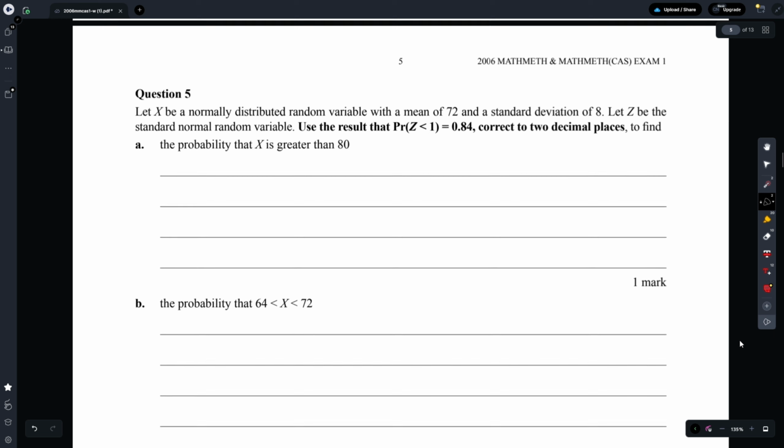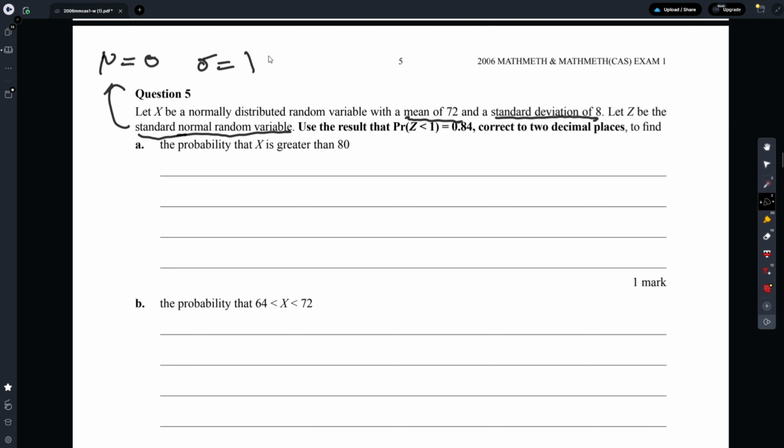Yes. Question 5. Let x be a normally distributed random variable with a mean of 72 and a standard deviation of 8. Let z be a standard normal random variable. Standard normal means that the mean is equal to 0 and the standard deviation is equal to 1. This is mean, and this is standard deviation.